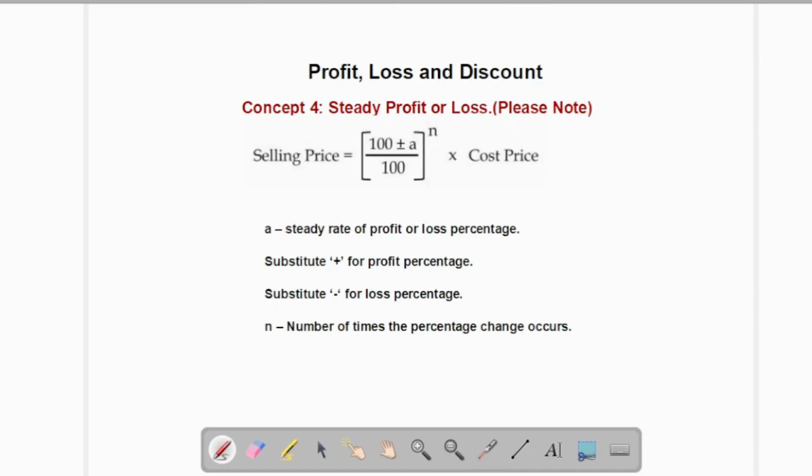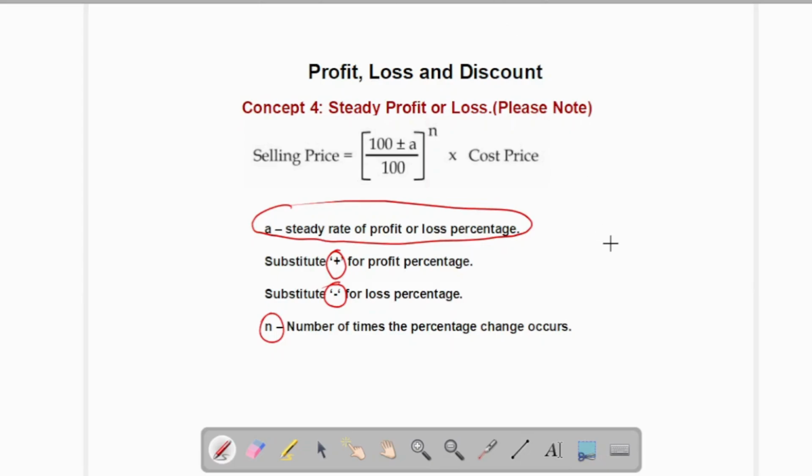So in this concept, we are trying to calculate the selling price after a steady profit or loss during some years or some duration. Now the formula which we will use is the selling price is equal to 100 plus or minus a divided by 100 to the power n into cost price. So here a is the steady profit or loss percentage. For plus we will use the profit percentage. For minus we will use the loss percentage, and n is the number of years or number of times the percentage change occurs. Now let us discuss with a problem.